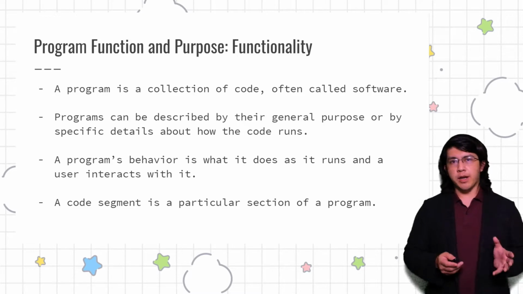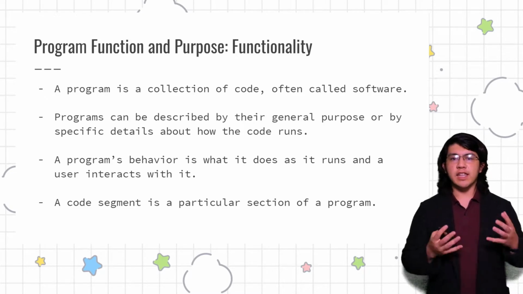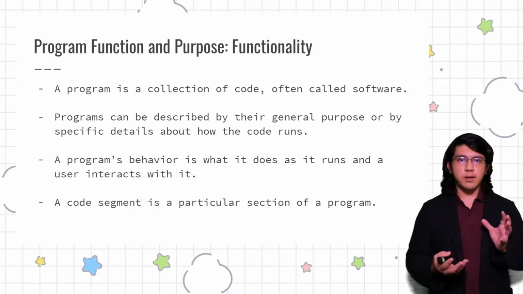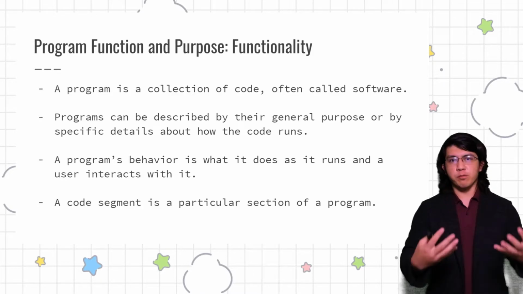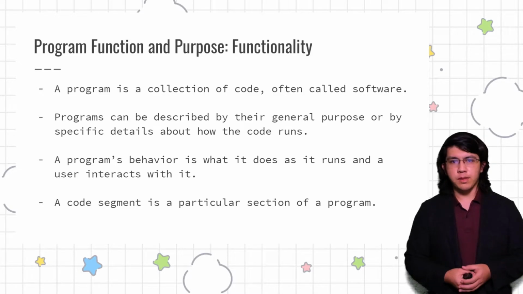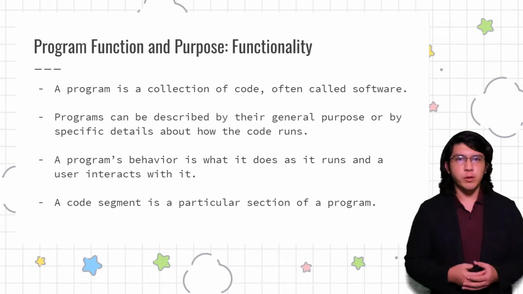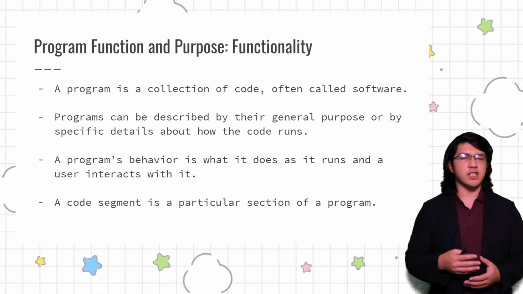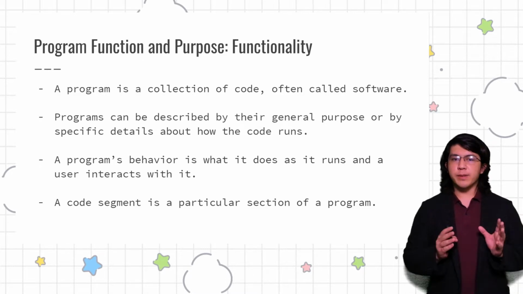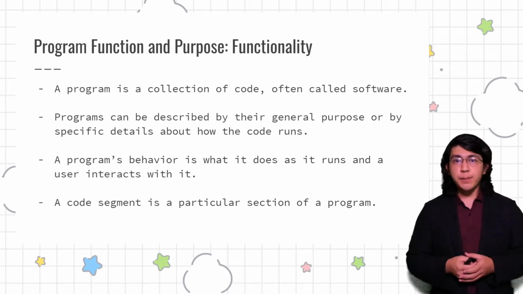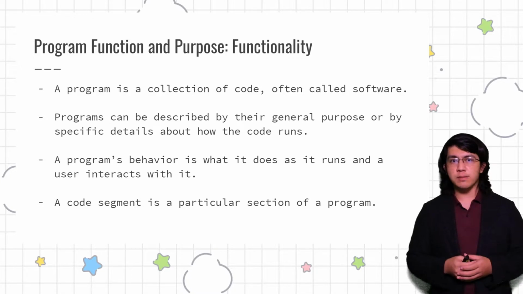When we say a program, what it means specifically is just a collection of code. Programs live in the software world. It's not something tangible. It's something that we would run on a piece of hardware. When we describe programs, we have a couple of options. We could describe the general purpose, like it's just a calculator, it's just a game, or we can give specific details about how the code runs, maybe specifics about how exactly it manipulates data or makes calculations.